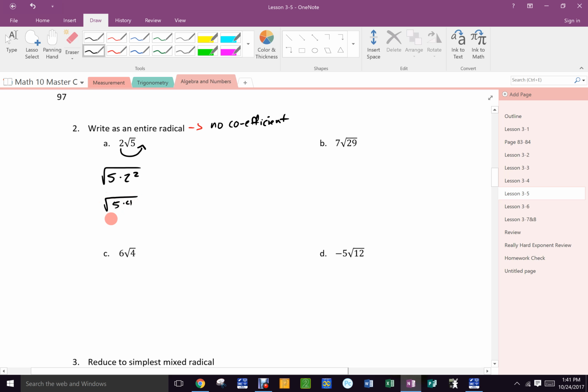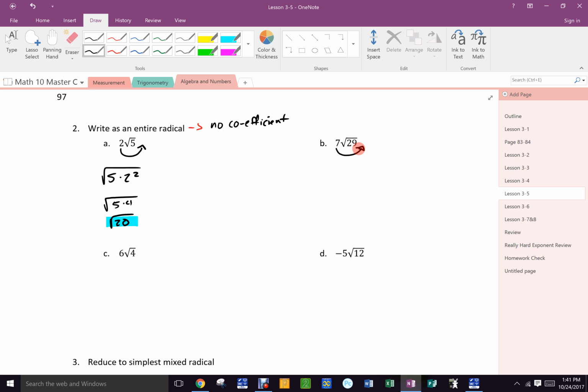5 times 4, which would be 20. That's the answer I'm looking for. Everybody cool? Okay, what would this one be? If there's 1 7 out there, how many are under there? 2. So it would be the square root of 29 times, which is 29 times 49, which is what?